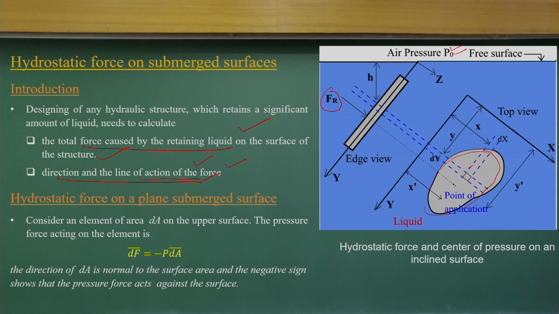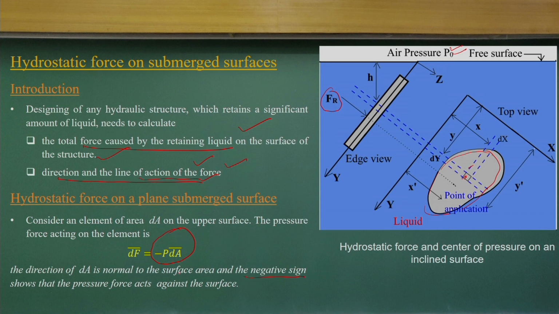Now, to derive this, let me consider a small element. In this small element dA, if the pressure is P, then P into dA will be the force, pressure into area. The negative sign we have considered because of the normal vectors. If I am considering the area, the normal vector and the pressure have opposite directions.